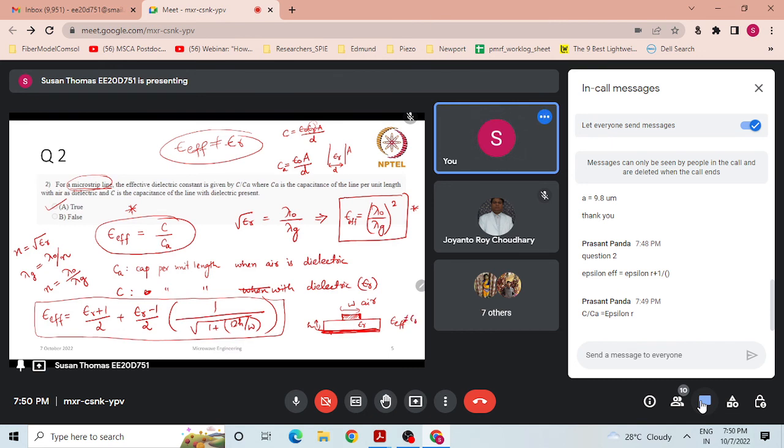But if you remember, what is epsilon effective? That is the ratio of C to C_A. So please take it in that sense. I hope this seems convincing. Any other doubts?